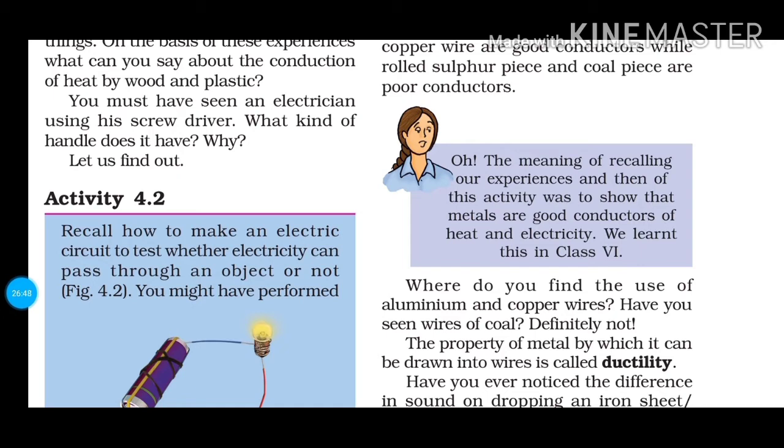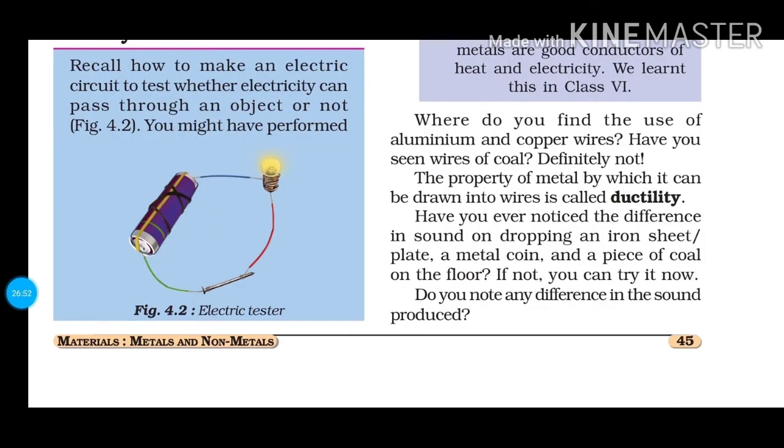Okay, chapter physical and chemical change. Yes, now here we will study one more physical property of metal. Okay, where do you find the use of the aluminium and the copper wire? Have you seen wire of the coal? Have you ever seen the wire of the coal? No, we have never seen the wire of the coal. Okay, because we know that the coal is a non-metal and it does not conduct the electricity.